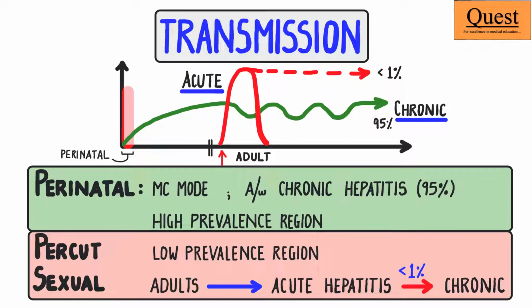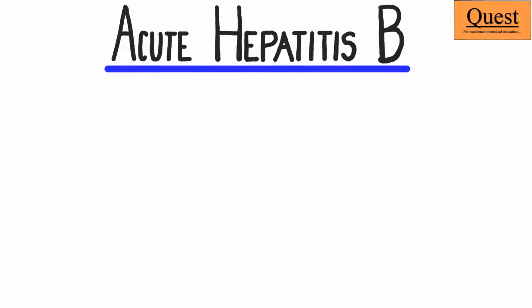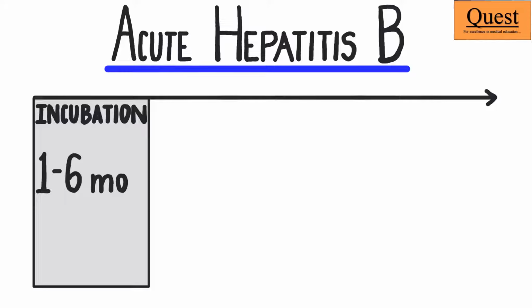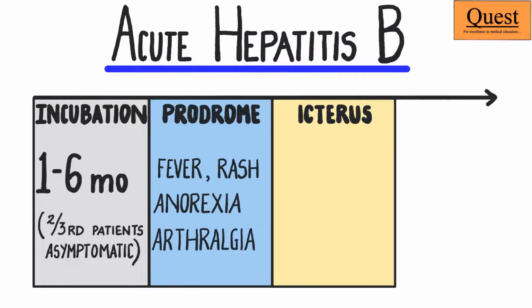Let us first have a look at clinical features of acute hepatitis B. Acute hepatitis B would have an incubation period of 1 to 6 months. Up to 2/3 of patients are going to be asymptomatic even after this. Of those patients who develop clinical features, we can say the clinical features have two distinct stages. The first stage is that of prodrome.